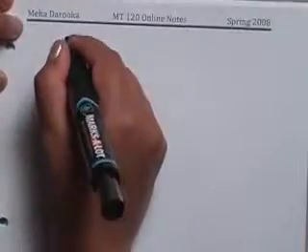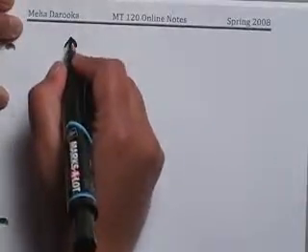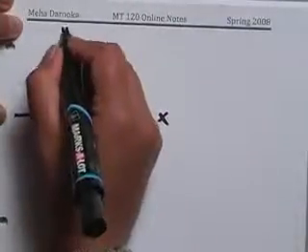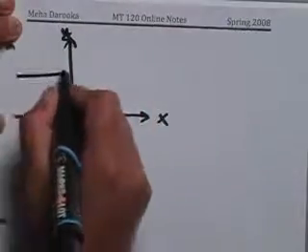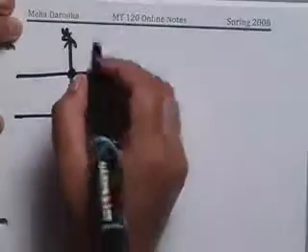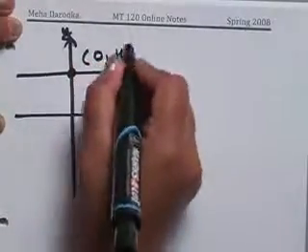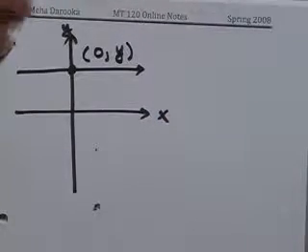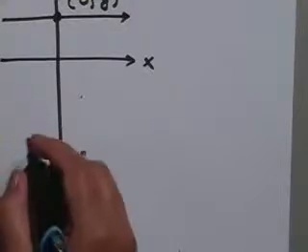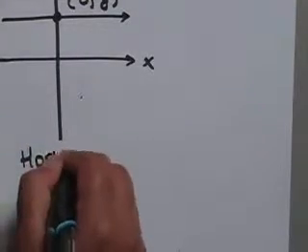Let's say you have a horizontal line. In this case, you will have only a y-intercept, and we'll call that the point (0, y), depending on where it intercepts the y-axis. So this will be your horizontal line.